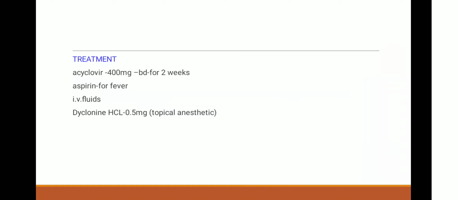What is the treatment? Treatment is acyclovir 400 mg, aspirin, IV fluids, and diclofenac HCl as a topical anesthetic we can give.